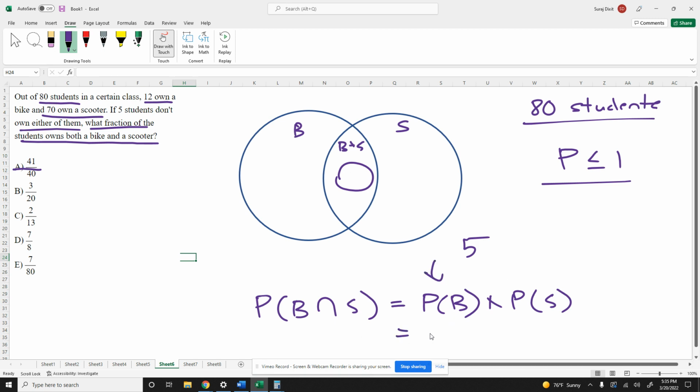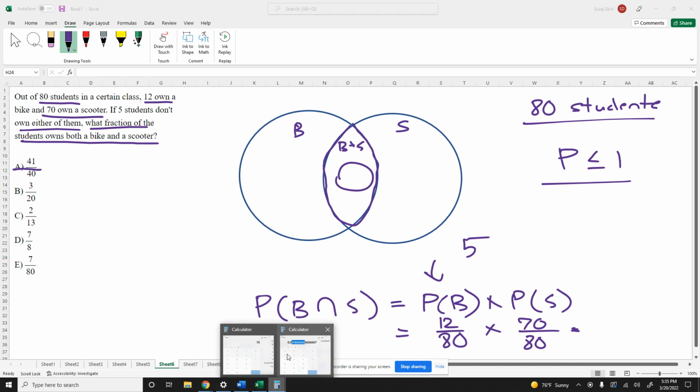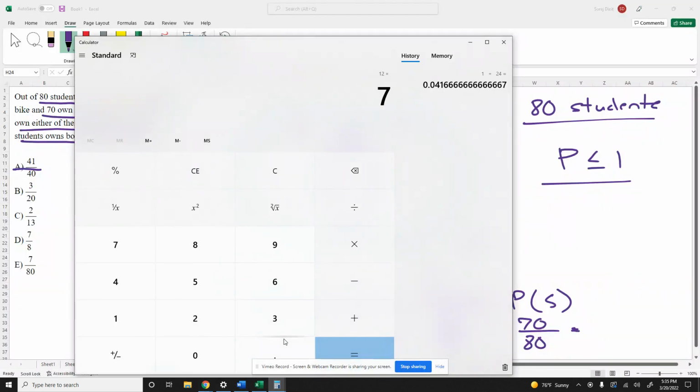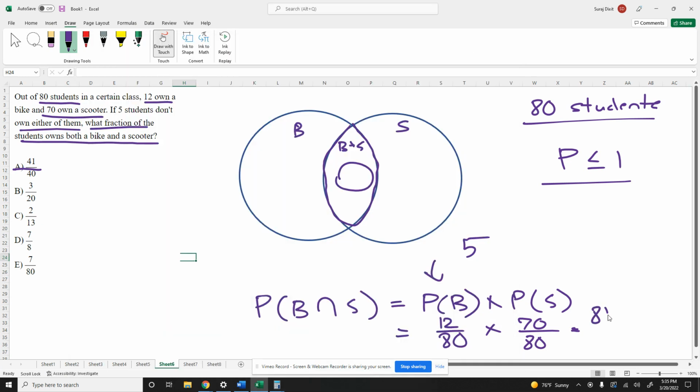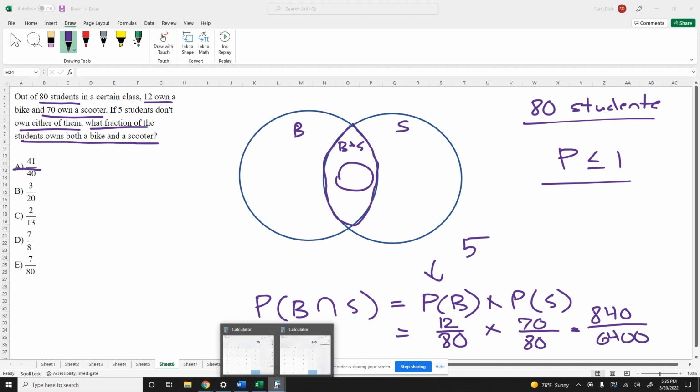So I think we can do that because we know 12 own a bike out of 80 total, times 70 own a scooter. They're allowed to be overlapping because we're only trying to find this part, right? Yeah, if you have to multiply them. Let's try that. 70 over 80, whatever that is. 12 times 70 is 840, divided by 6,400.